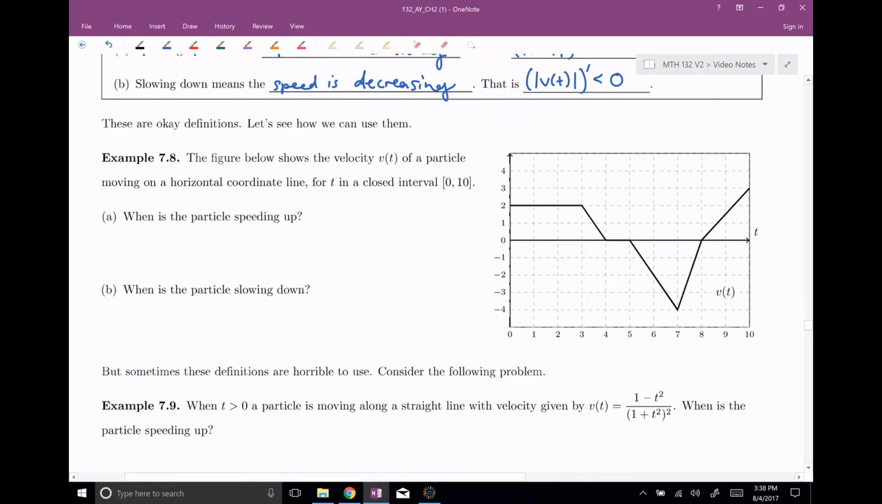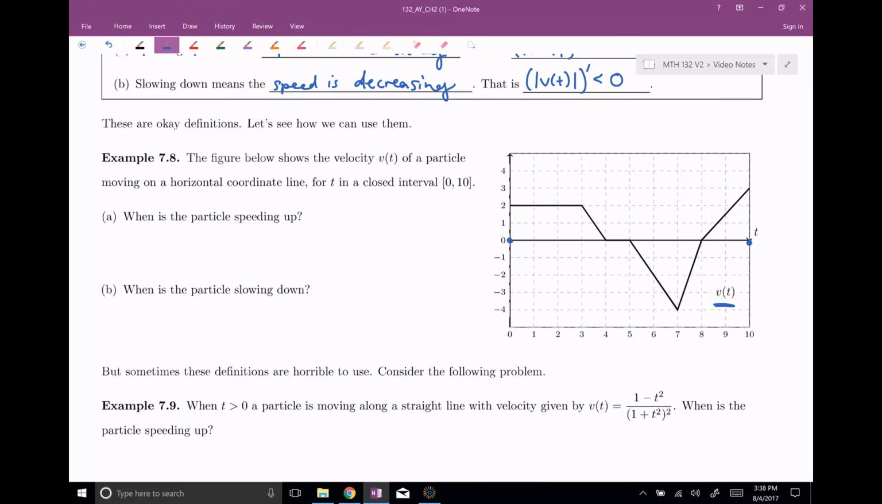This is something that we can actually solve using the definitions that we have. So we have this figure, this graph, given just the velocity, right? So this is not position, but it's actually velocity of a particle moving in a straight line, a nice horizontal coordinate line for t in the closed interval from 0 to 10. So t is 0, t is 10. Again, this is the time right here, and then it's moving back and forth along the horizontal coordinate line. So the question is, when is the particle speeding up and when is the particle slowing down?